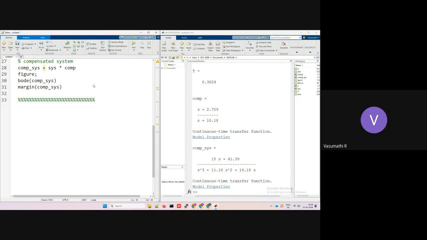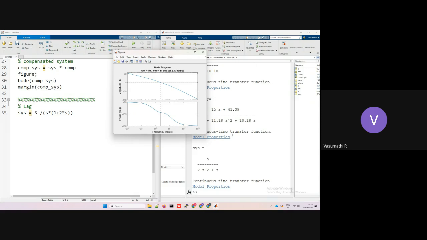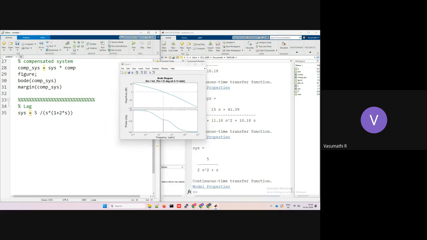So I'm doing lag here. My system. I'm using the same variable. When you write it again, you do a different variable. 5 divided by S into 1 plus 2 into S. That is my system. Is it clear? 5 divided by 2S square plus S. That's right.